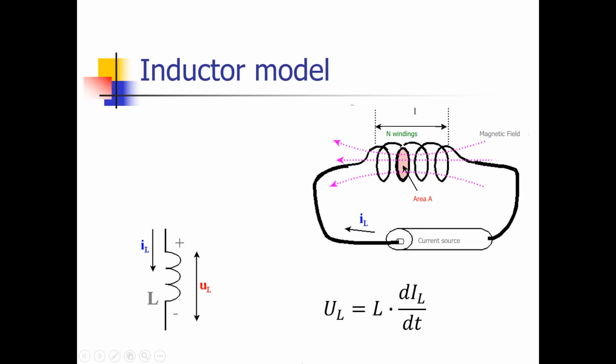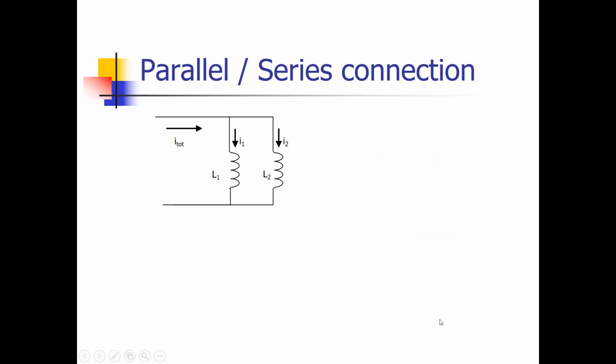Well, when we have this, then we can generate the most important formula for an inductor, which says that U, the voltage across the inductor terminals, is equal to L, the inductor value, times di/dt, the derivative of the current flowing through the inductor. We can also state it's L times the change of the inductor current.